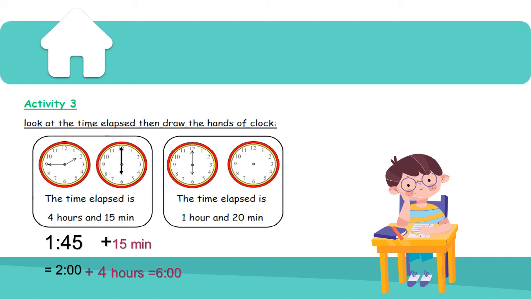Okay, the second picture, what is the time here? It's 6 o'clock, exactly 6. And the time elapsed is 1 hour and 20 minutes. So I will move only 1 hour, so it will be 7. The short hand will be on 7. And 20 minutes. So where is 20 minutes? The long hand will be on 4. Excellent. So the time here will be 7:20.